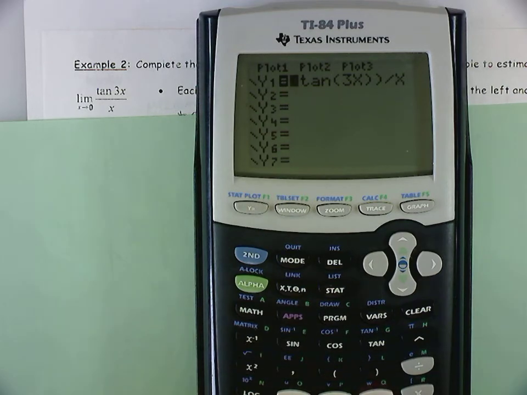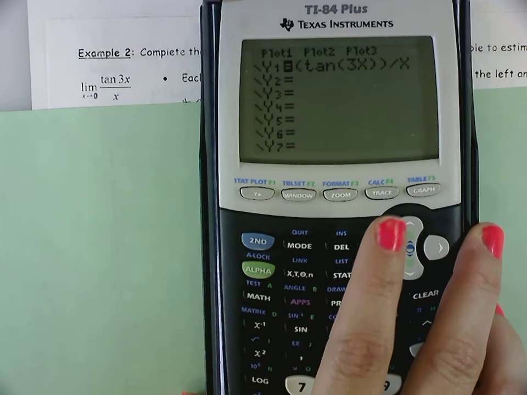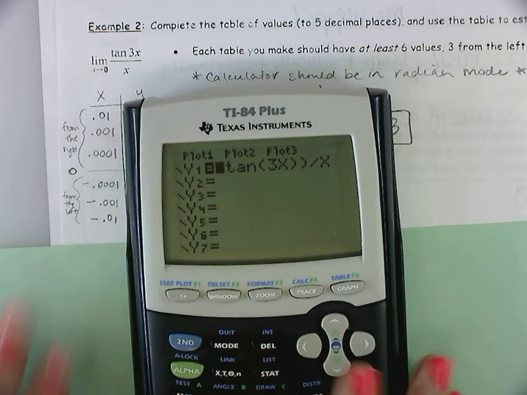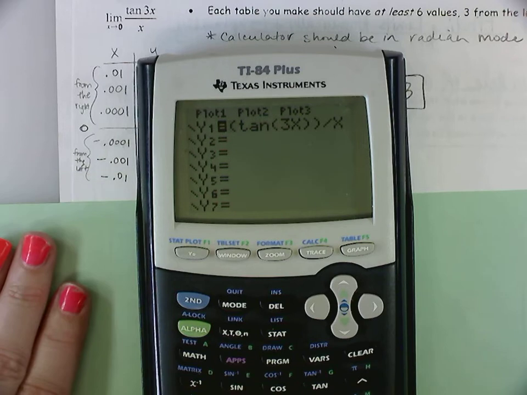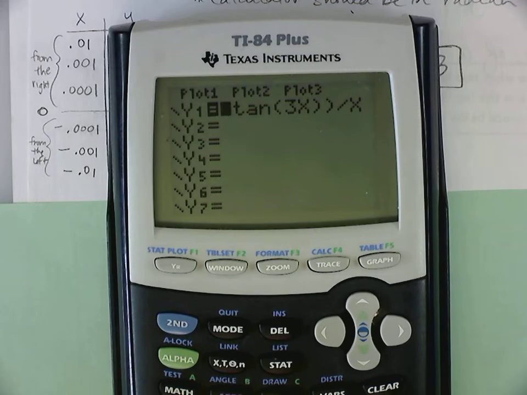Okay, and then we can find our values in a similar fashion to what we did before. Now this is as x approaches 0. So we want numbers that are going to get closer and closer to 0. And for this graph, I just switched it up and put my values from the right first and then from the left. You can do that either way.